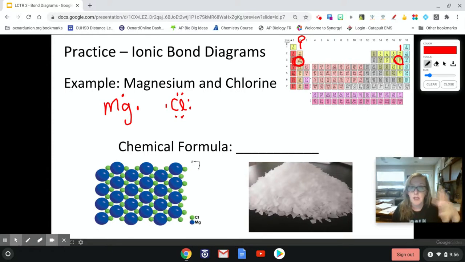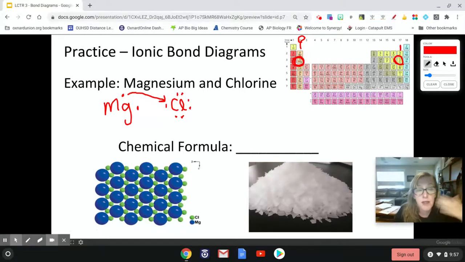Next, I'm going to start showing the transfer of electrons. Magnesium is the metal. It's going to lose electrons. Chlorine is the nonmetal. It's going to gain. So I can draw an arrow showing 1 electron being transferred to the chlorine. But now that chlorine is full. Once it reaches 8 valence electrons, it's a full, stable valence shell.